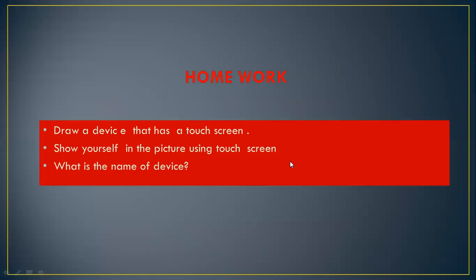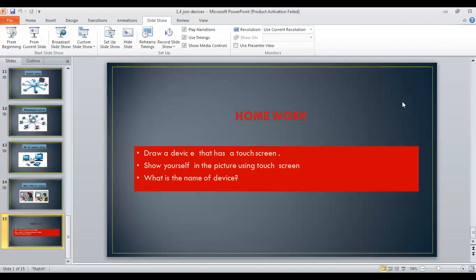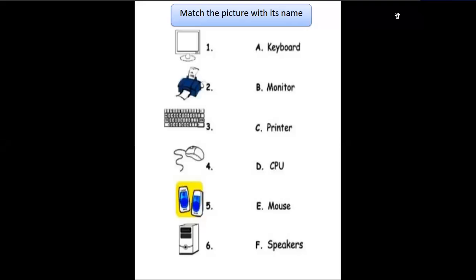You can see. So this is your homework, boys. Draw a device that has a touch screen. No, we already finished this. Okay, your homework is, wait, I am going to send this sheet in the group now, and try to solve this right now, okay? And I'm going to catch you in the next class.